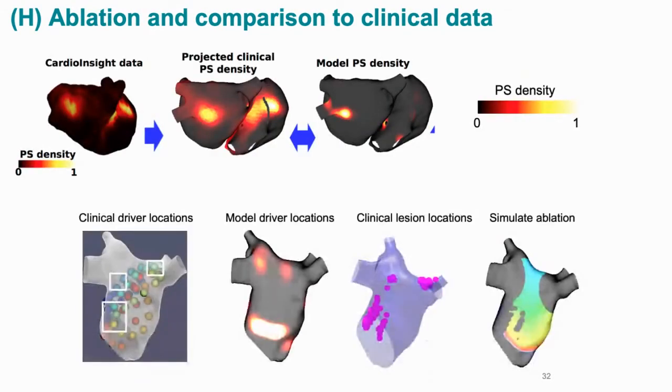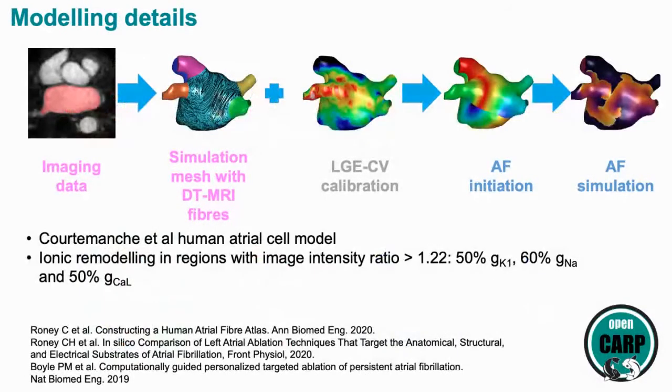So this could be CardioInsight data, it could be basket data, or it could be Acutus data. So yeah, lots of different data sets. So as I said, the steps: we go from our imaging data, we make our simulation mesh, calibrate our data, start AF and run our simulations.